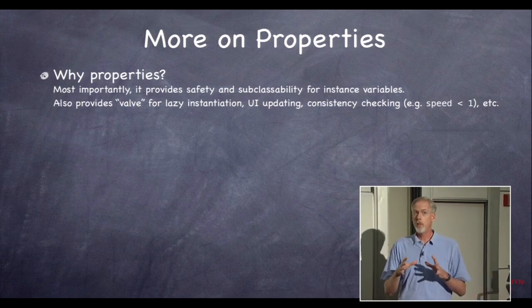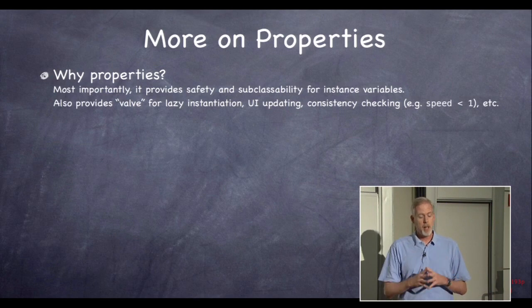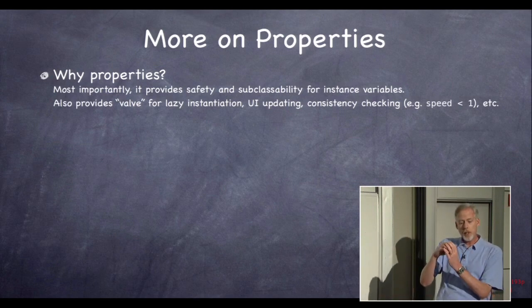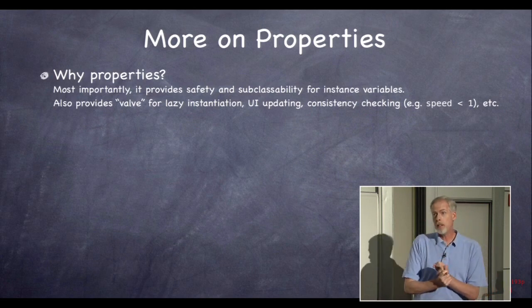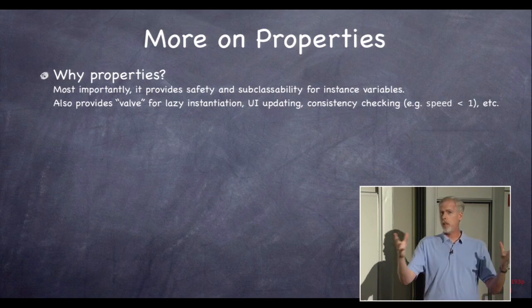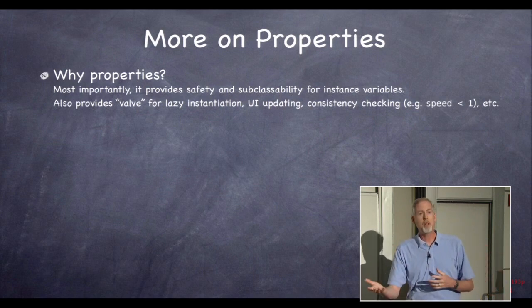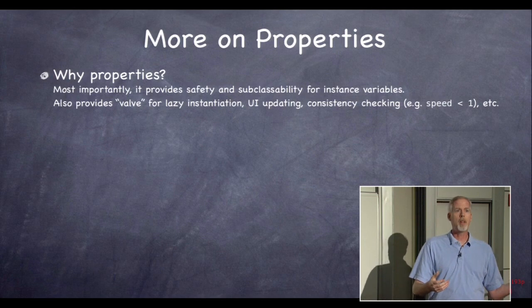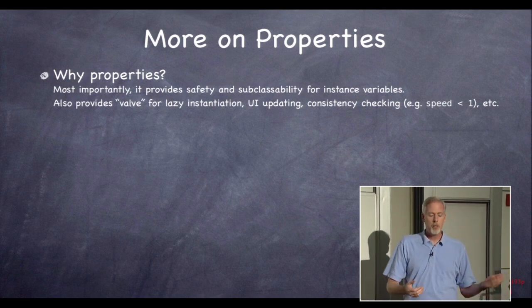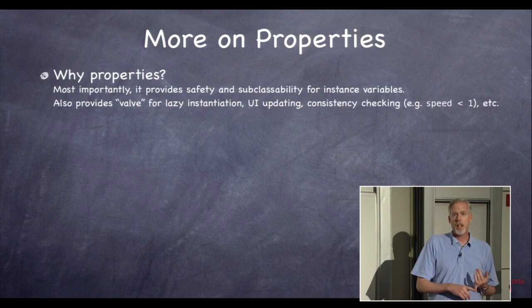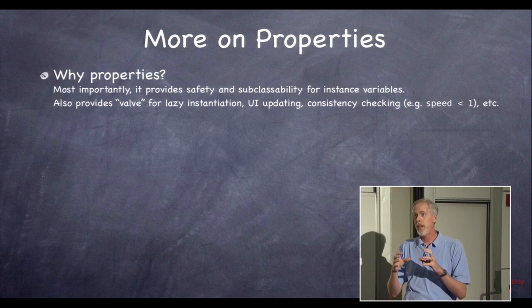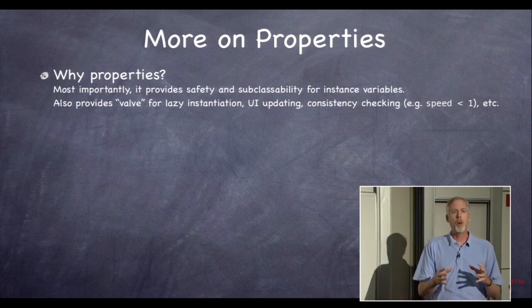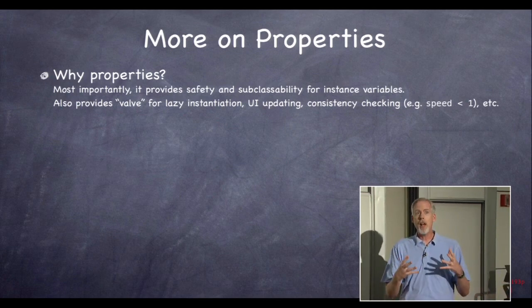But it also provides, and this is a close second reason, kind of a valve, a choke point through which we can do lazy instantiation, which you saw, updating of the UI, right? If you have some object that is displayed on the screen and you change some attribute of it with the setter, it'd be nice to mark that that view needs to be redrawn, all right? So that's a great place to put that. Consistency checking, remember in the thing we did on the first day of class, I checked to make sure the speed wasn't greater than the speed of light, right, in the setter. So that's another great reason. So properties have a lot of really valuable things to them that we need.